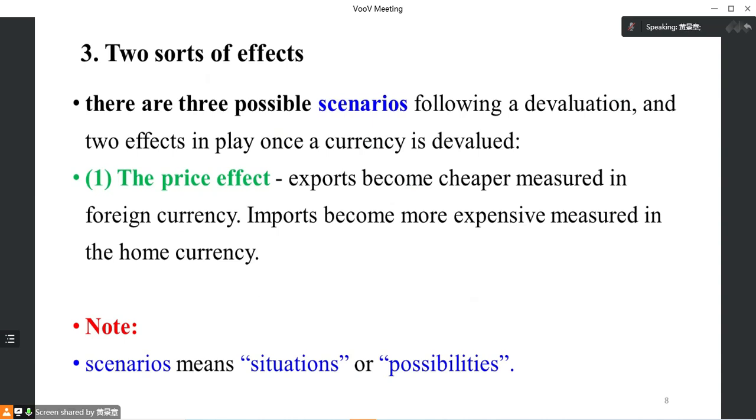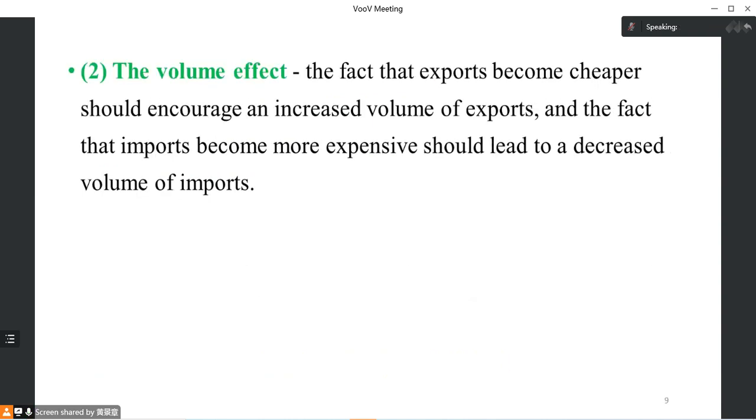There are three possible scenarios following a devaluation, and two effects in play once a currency is devalued. First, the price effect. Second, the volume effect.